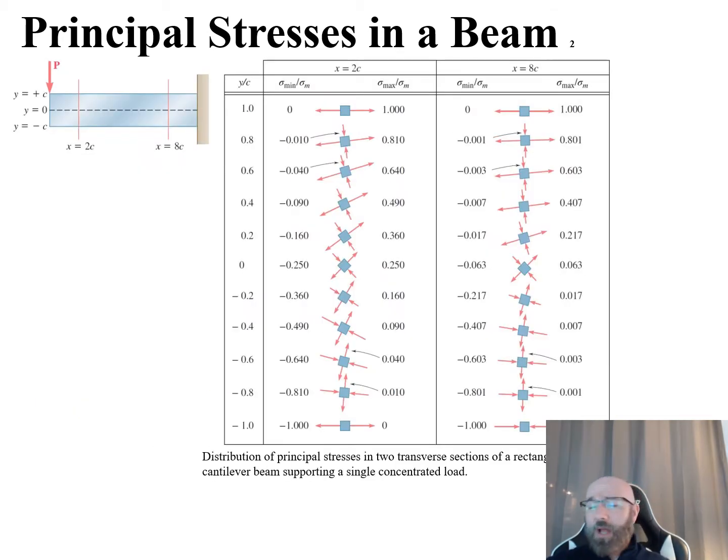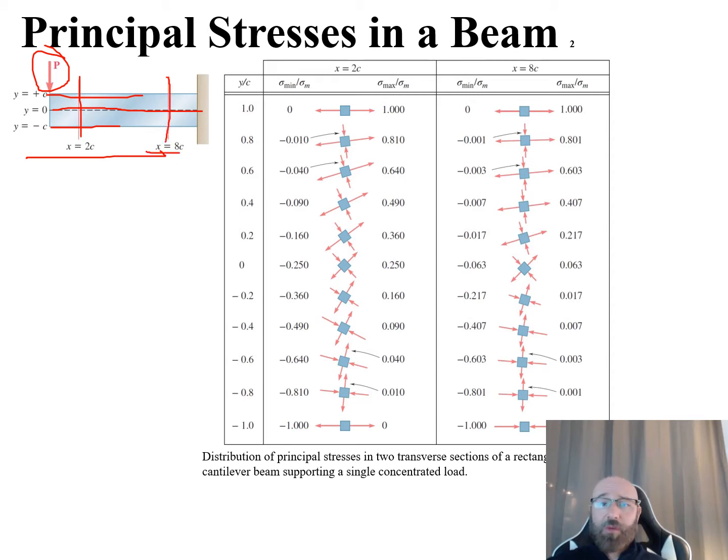So let's zoom in on this a little bit closer so we can get more detail out of this figure from our textbook. So we can see over here on the left, we have that diagram. There's our load P. Cantilever beam right there. It's our neutral axis where y is equal to 0. At the top surface, there's our y is equal to c. At the bottom surface, there's y is equal to negative c. And we're looking at these two areas of interest right here, when x is equal to 2 times our c value there, and x is equal to 8 times our c value right here.